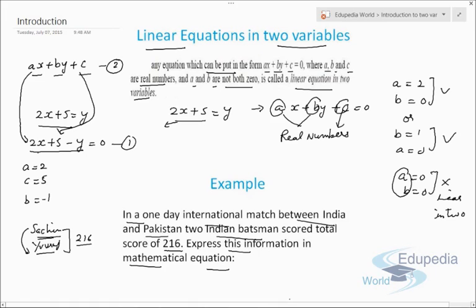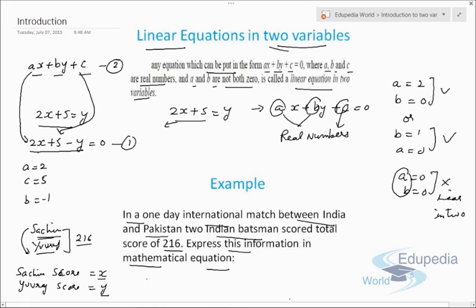Whenever there are two unknown pieces of information, we have to represent them in mathematical equations. We generally use equations in two variables. Two variables means we take two variables to represent the two unknowns. So let's discuss how we can solve this. Now, if we take Sachin's score as x and Yuvraj's score as y, these are two variables x and y.